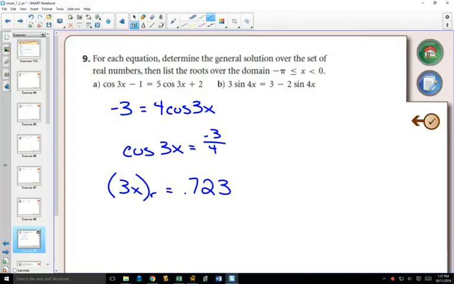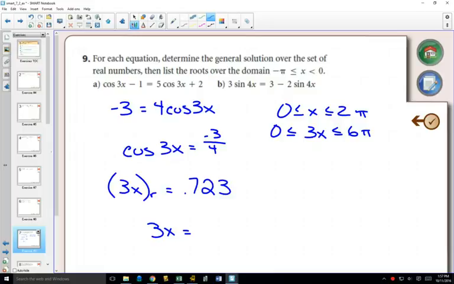Now, what have we done with our multi-revolution questions? We solved between 0 and 2 pi first. So if I want to solve between 0 and 2 pi, that means that 3x would be between 0 and 6 pi, 3 times around. Now we're looking for where cos is negative. According to our cast rule, cos is negative in quadrants 2 and 3.